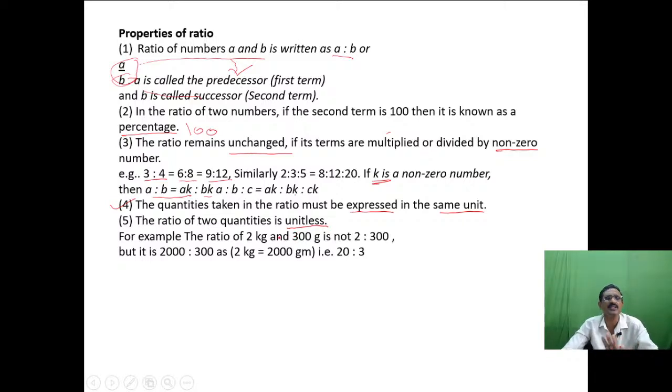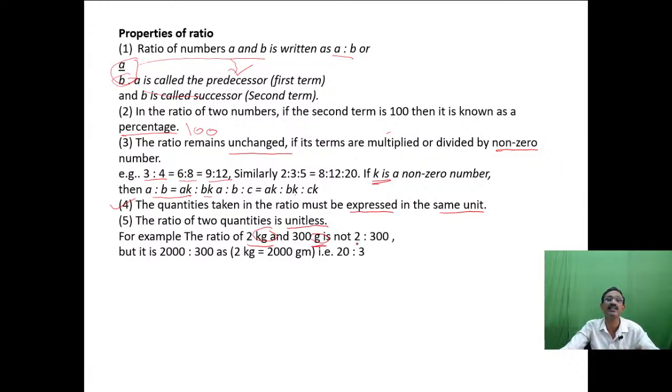For example, let us consider a ratio of 2 kg and 300 grams. Look at the ratio very carefully. Here, what is the quantity given to us? Kg, that is in kilograms. Here, what is the quantity given to us? Grams. And what does property number 4 tell us? That the quantities which are taken into ratio must be expressed in the same unit. Are they in the same unit? This kilogram and this gram, are they in the same unit? No, they are not in the same unit.